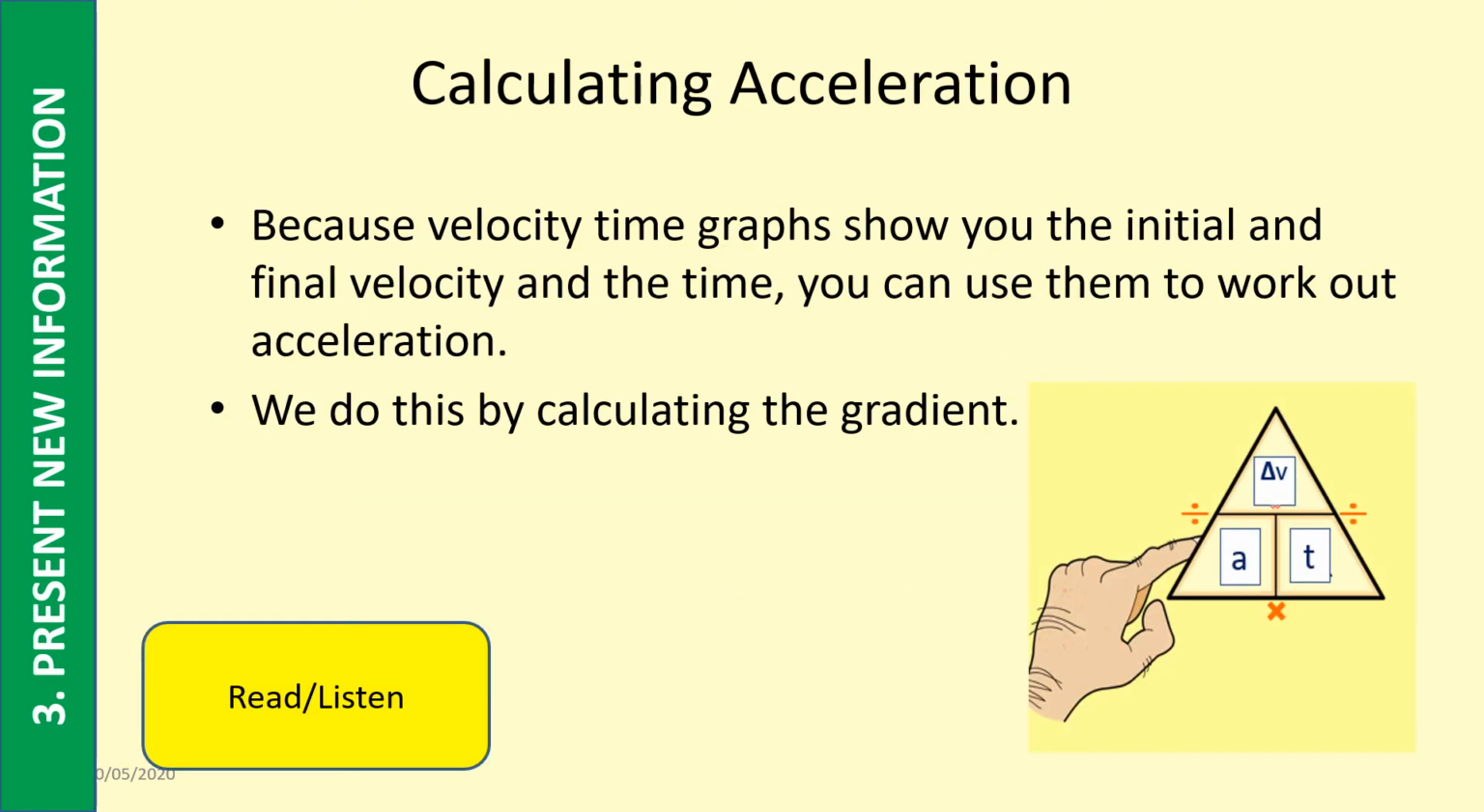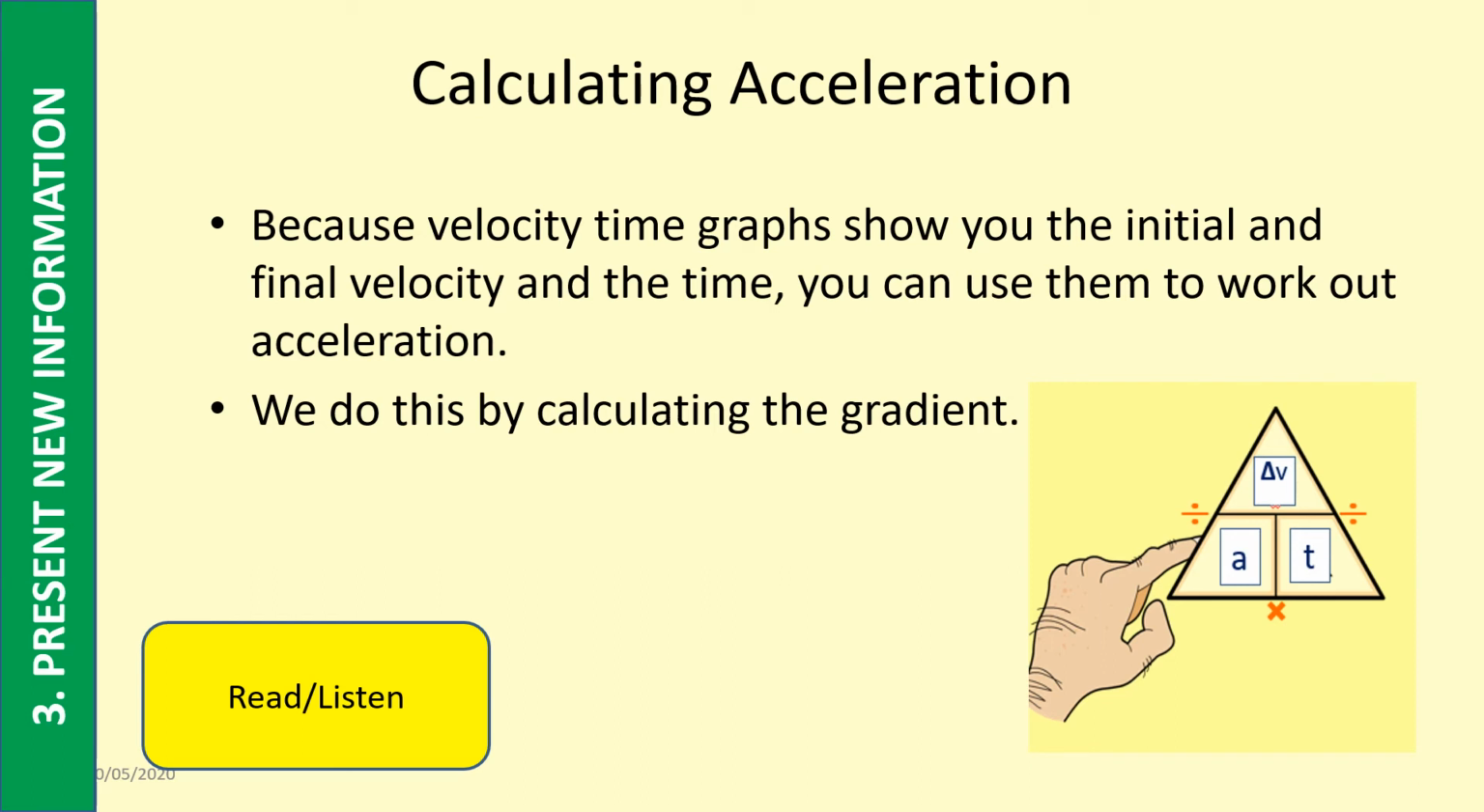We can use velocity time graphs to calculate acceleration. And this should be clear to us because we've already worked out acceleration using a formula. Acceleration is equal to the change in velocity over the time taken. Well, we know on a velocity time graph, we can find the change in velocity for any part of the journey, and we can read the time of it. So the graph can be used to calculate the acceleration.